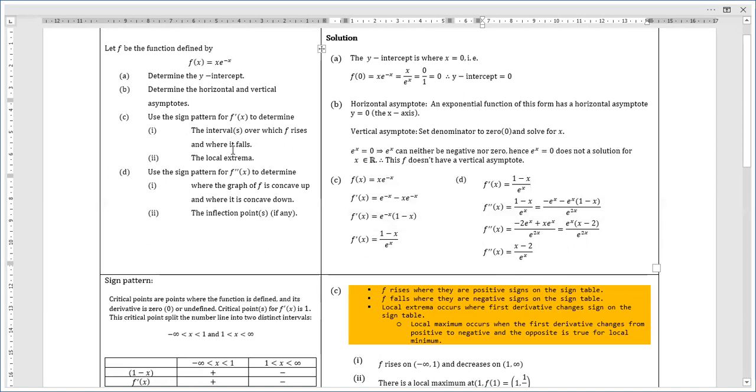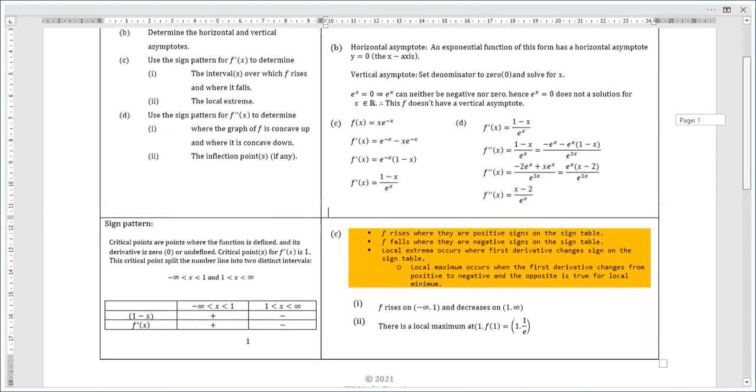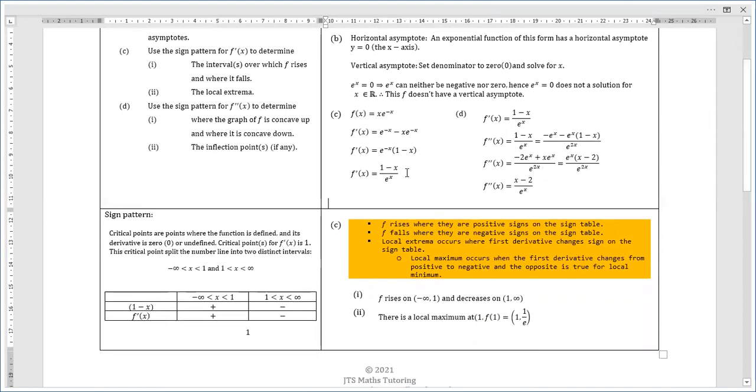The intervals over which f rises and where it falls. They said make use of the sign pattern. So I'm coming back here to my first derivative. I need to get what are called critical points. So what are critical points? These are simply points where the function is defined and its derivative is 0 or undefined.